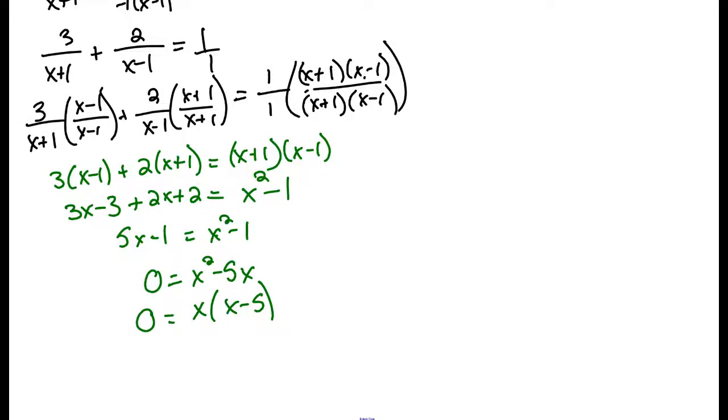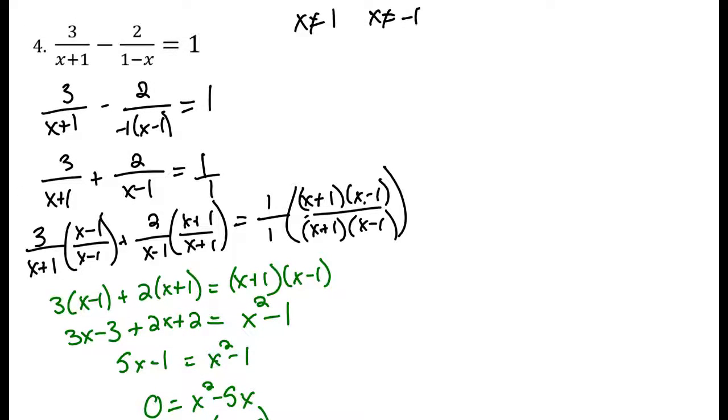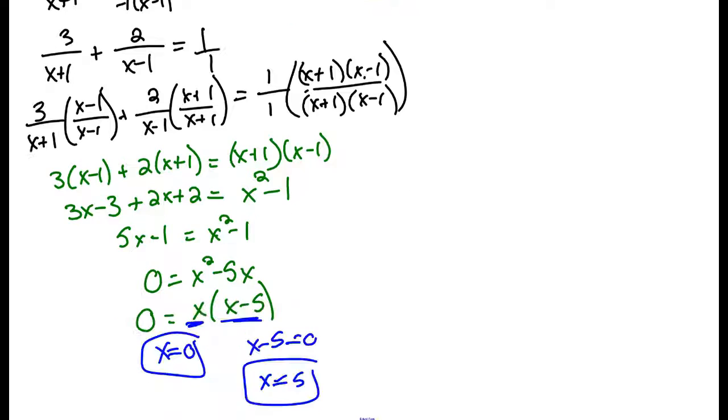Now that it's factored, I can use the zero product property. I can say that thing is 0 or that thing is 0. So my solutions are x equals 0 and x equals 5. Do I have to throw any of them out? Nope, I have no extraneous solutions here, so those are my two solutions.